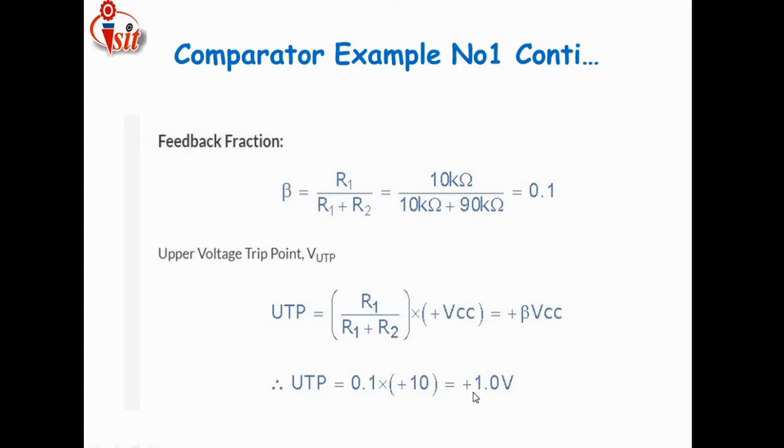Then what is the value for the upper trip point? It is 1 volt, because the VCC value they have given is in terms of volt. For that purpose, the upper trip point unit is volt.